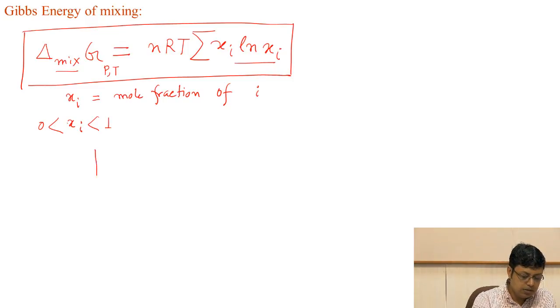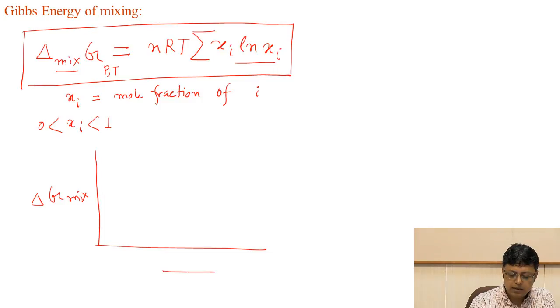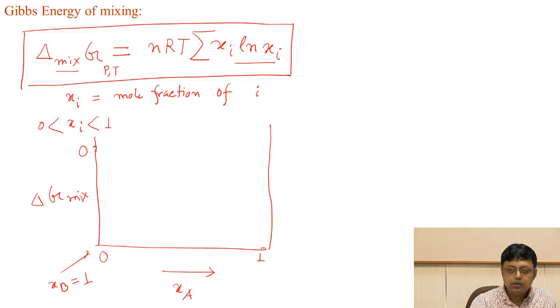So if we want to plot how the delta G mixing looks, say for a two component system where I have Xa and Xb, suppose we are varying Xa. The minimum value of Xa can be 0 and the maximum value can be 1, and then the delta G should start from 0, because when Xa is 0, it means Xb is 1. So it's a pure component, which is basically pure B.